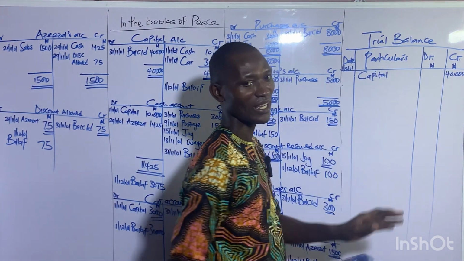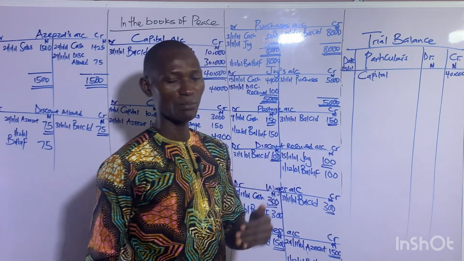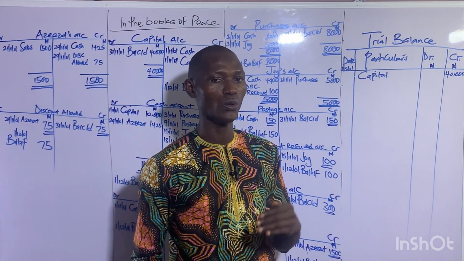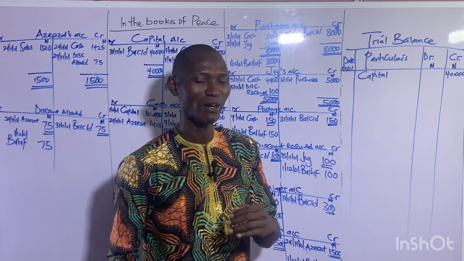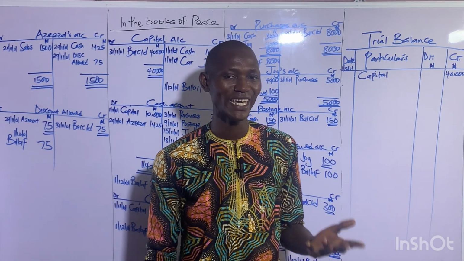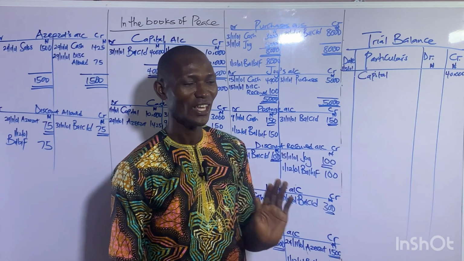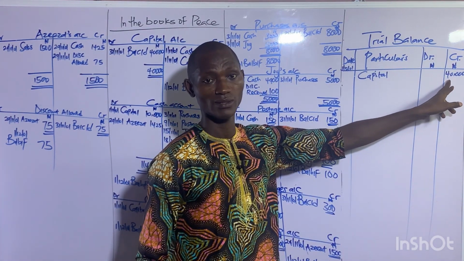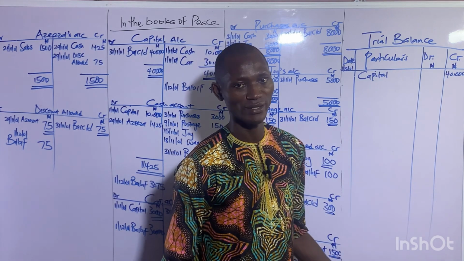So capital accounts will always be credited because it represents the owner of the business giving something to the business. So the owner always gives. And the account that is often recorded when the owner gives the business anything is the capital account. So capital account always gives, and that's why it always has a credit balance.